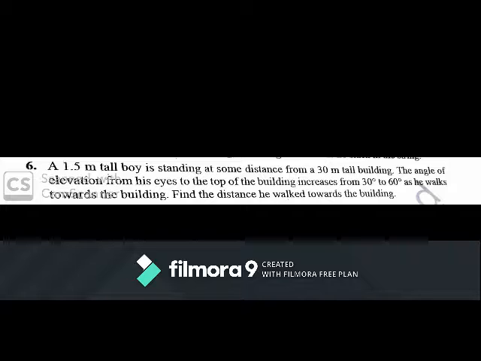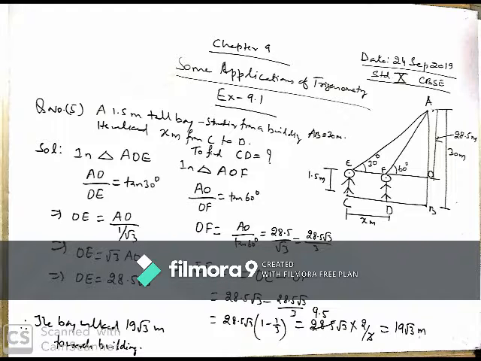So, my dear friends, can you remember that it is the same type of question which was there for a car. In that car, we found the time taken, so we applied the concept of speed equals distance by time. Here we need not find the time, but the distance traveled by that boy towards the building. So let us solve it.